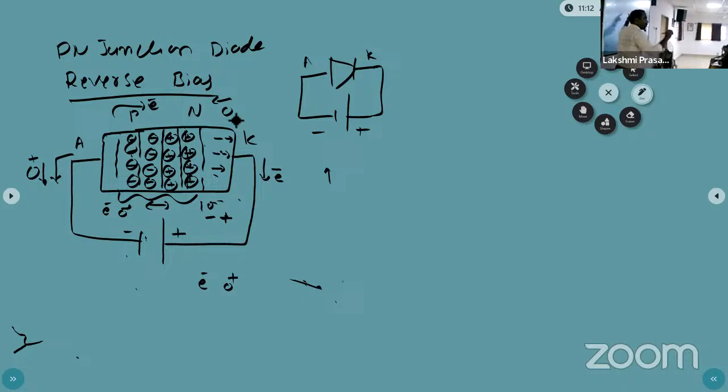Where did the hole in the n type come from? Why did this hole come in the n type? Because the increase in temperature damaged the covalent bond, right?